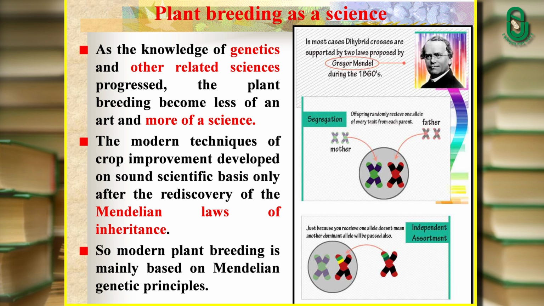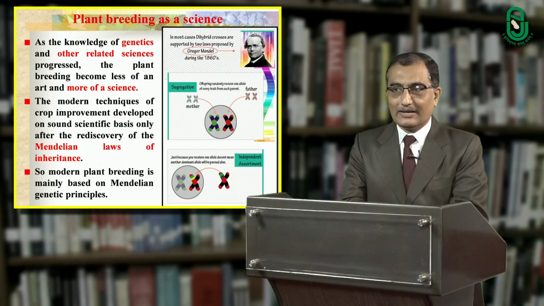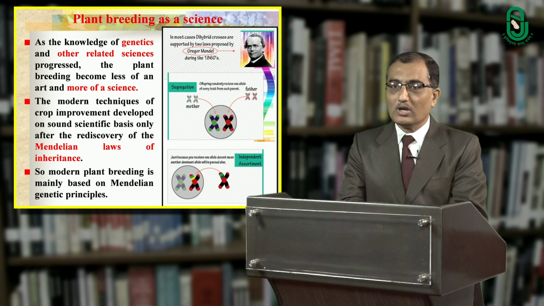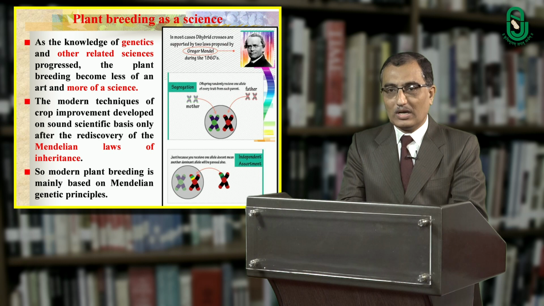As the knowledge of genetics and other related sciences progressed, plant breeding became less of an art and more of a science. The modern techniques of crop improvement developed on a sound scientific basis only after the rediscovery of Mendelian laws of inheritance, by Correns, Tschermak and Hugo de Vries. So modern plant breeding is mainly based on Mendelian principles of genetics.